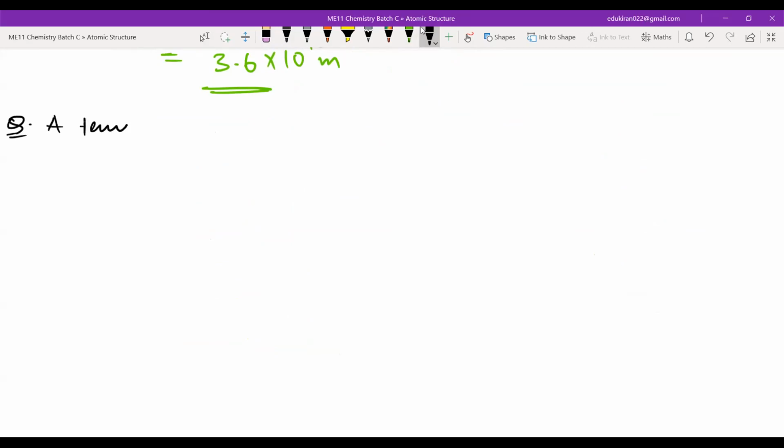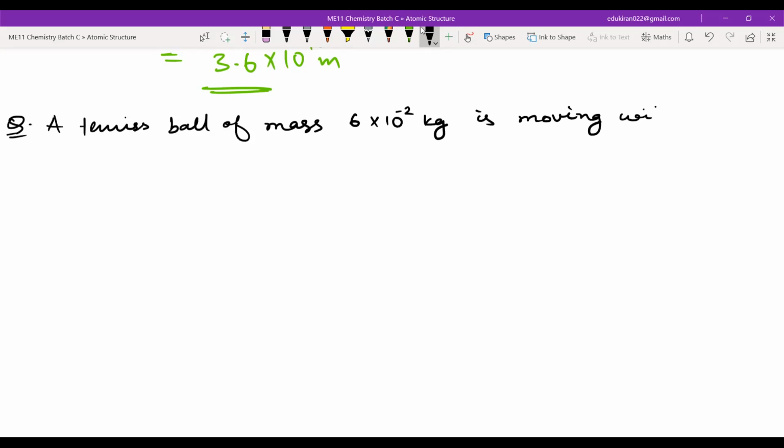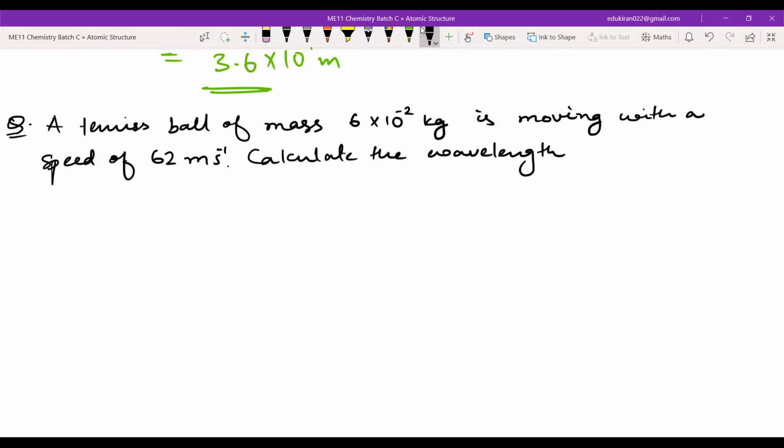A tennis ball of mass 6 into 10 to the power minus 2 kg is moving with a speed of 62 meters per second. Calculate the wavelength of the ball. Okay. So how will we do this?